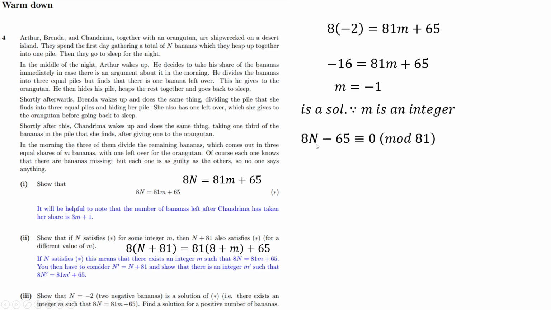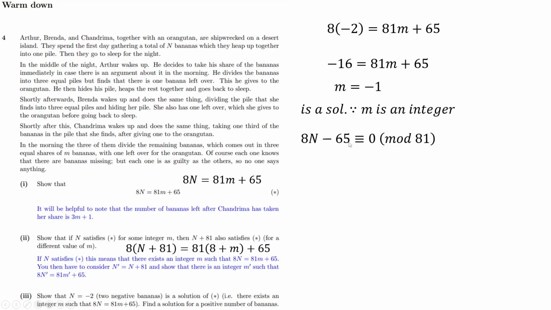I wrote it as this, so a10 take away 65 is equivalent to 0 mod 81. And what I'm saying here is I've just kind of rearranged this, and I've said that, well, we want, say you've got this, we want n to be an integer, right?